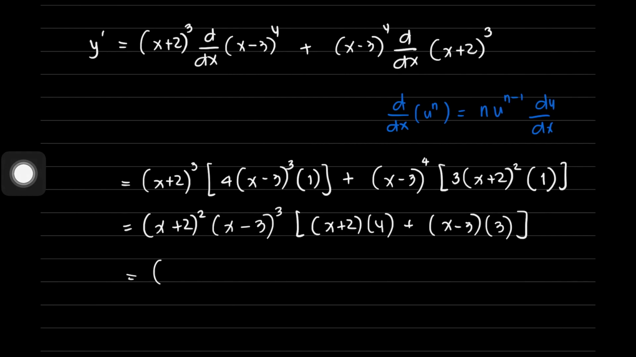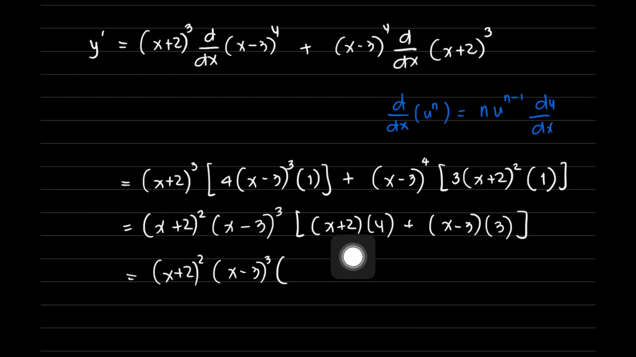So this is now equal to x plus 2 raised to 2, x minus 3 raised to 3, multiplied by, if we're going to simplify this expression, 4 times x plus 3 times x, so that is 7 times x, 4 times 2, so that is 8, and then we have 3 times negative 3, so that is 9, so 8 minus 9 is equal to minus 1. Alright, so this is now the first derivative of the function.